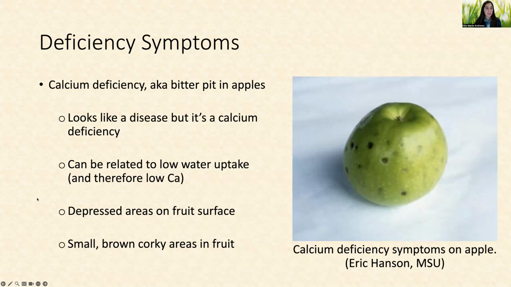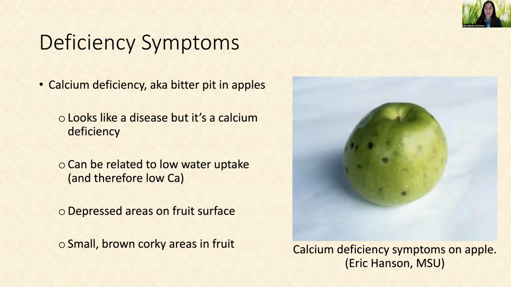So moving on to calcium, if you have a calcium deficiency in apples, sometimes that leads to something called bitter pit, which kind of looks like a disease, as you can see in the photo here, but it's actually a calcium deficiency. This can be related to low water uptake and therefore low calcium uptake. So, kind of similar to nitrogen, like we talked about, if the tree's not taking up enough water, it might show signs of nutrient deficiency, such as calcium.